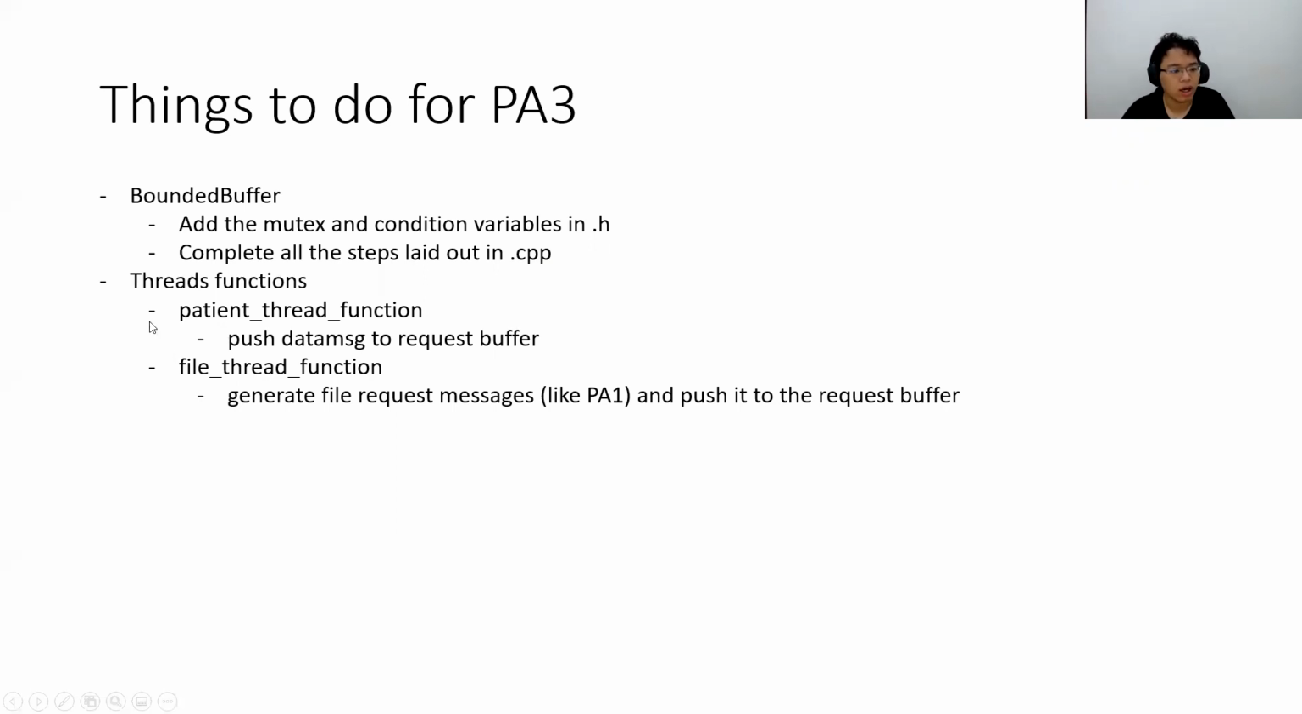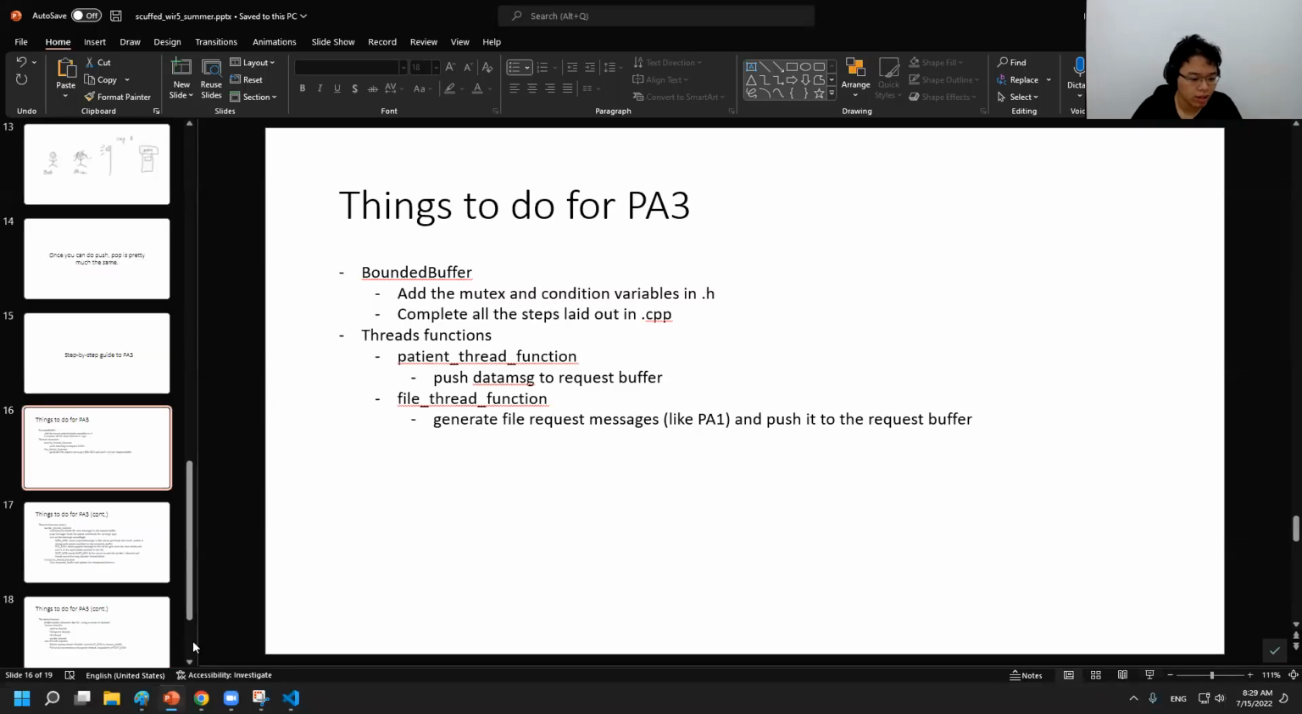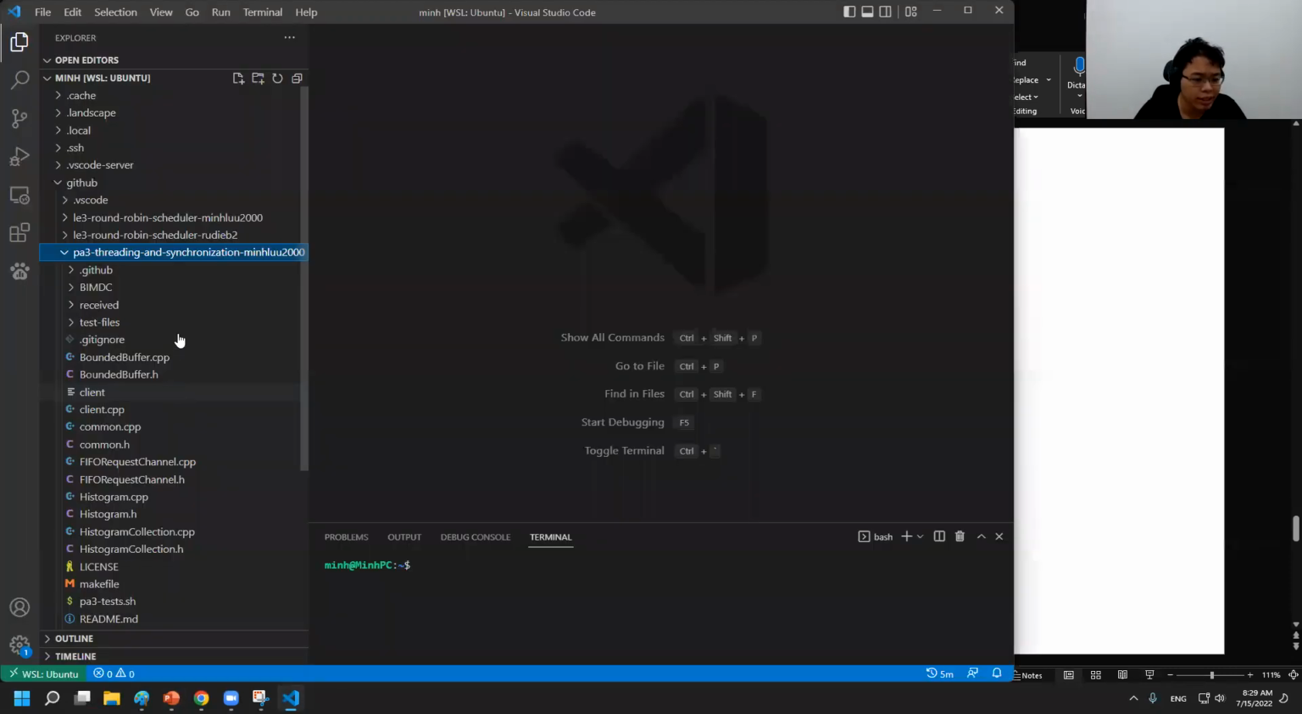Once you do the bounded buffer, you just make test and then run test. There will be four tests for just the bounded buffer. You don't need to implement anything in the client.cpp function, because Zeke, the guy who wrote the test, did it exceptionally well.